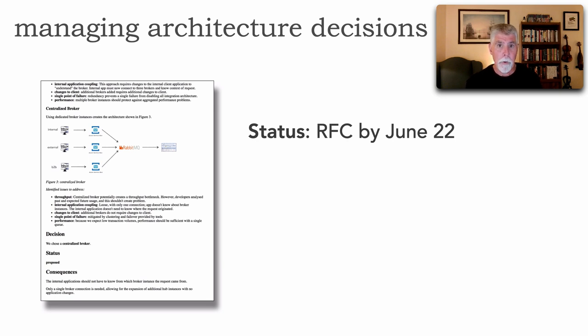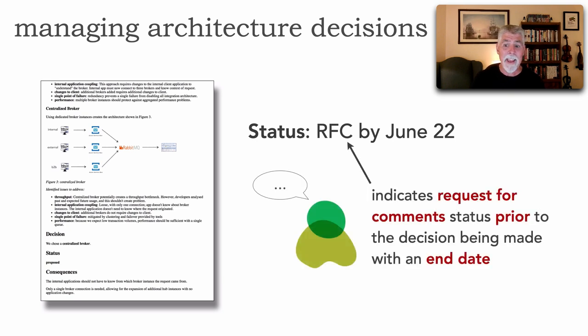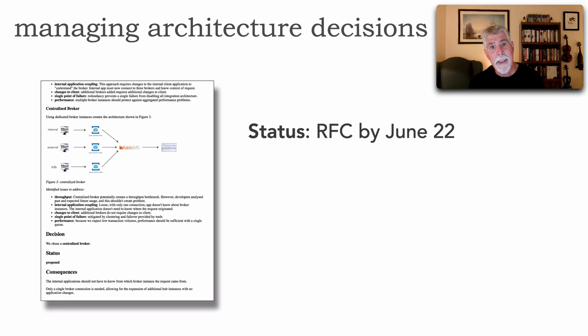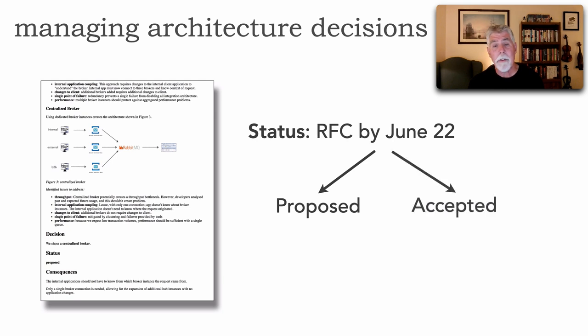Instead of accepted, proposed, or superseded, I have a status of RFC, request for comment, and I always put a date, by June 22nd. So this kind of status indicates to everybody a request for comment, that's the RFC, prior to making that decision, and always specifying an end date. Specifying that end date solves that kind of final problem where it's always just open and people are commenting on it. And so in this case, once that date hits, then it either goes into proposed status or accepted status.